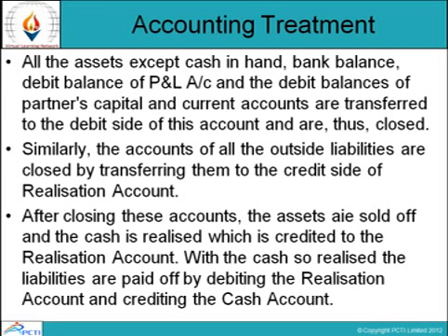Accounting treatment. All the assets except cash in hand, bank balance, debit balance of P&L account, and the debit balances of partnership capital and current accounts are transferred to the debit side of the realization account and are thus closed. Similarly, the accounts of all the outside liabilities are closed by transferring them to the credit side of the realization account. After closing these accounts, the assets are sold off and the cash is realized, which is credited to the realization account. With the cash so realized, the liabilities are paid off by debiting the realization account and crediting the cash account.